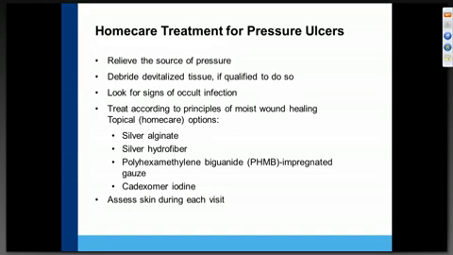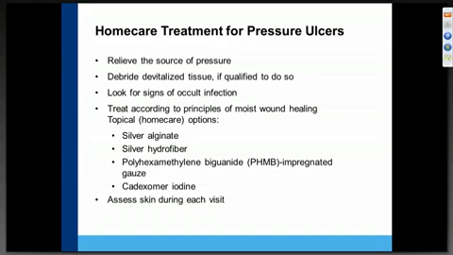Home care treatment for pressure ulcers. This in and of itself, of course, is a lecture for probably hours looking at all of the options out there, but we do need to not only treat the pressure ulcers, but really focus on relieving the source of pressure and the contributing factors, as I mentioned earlier, whether that be moisture, nutrition, etc.